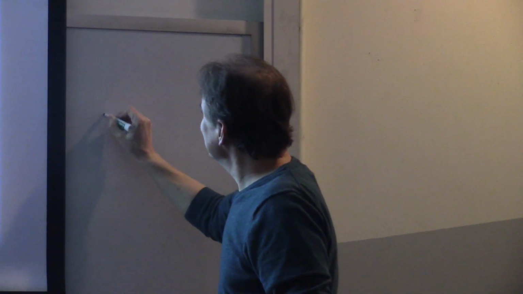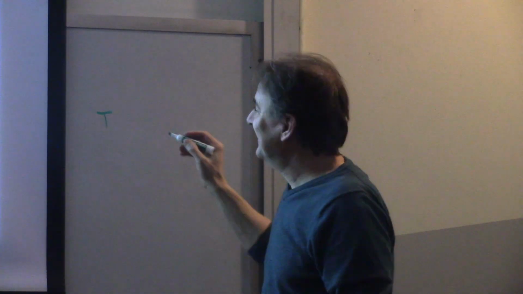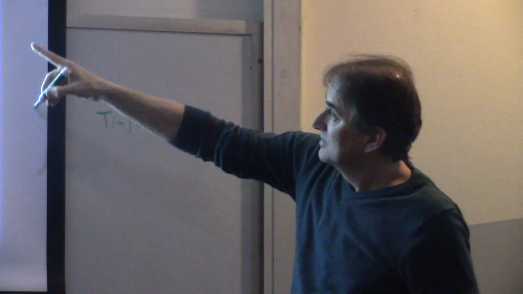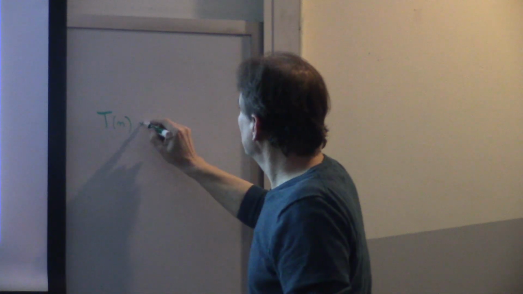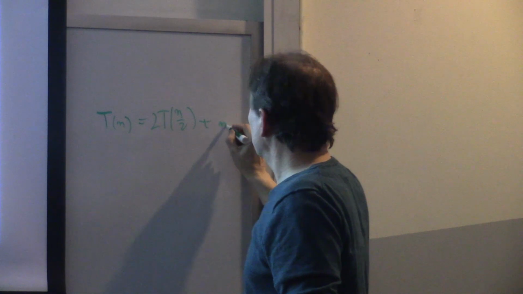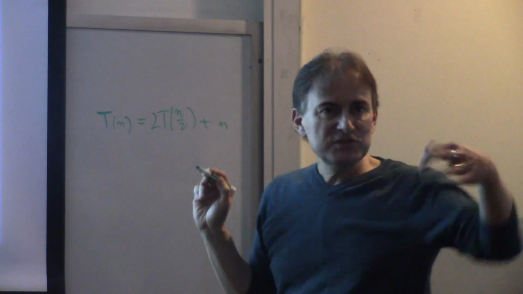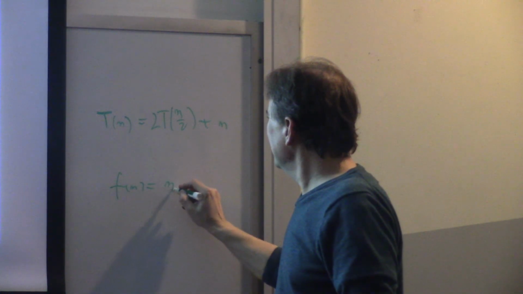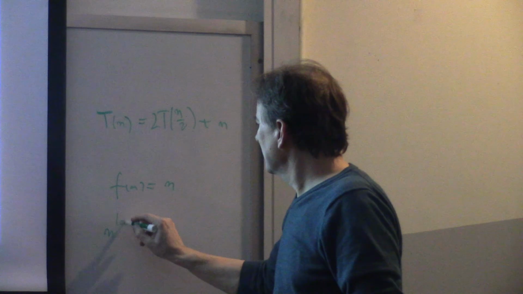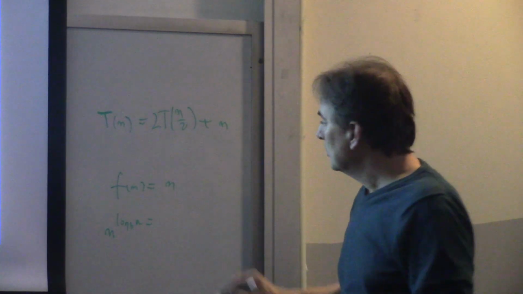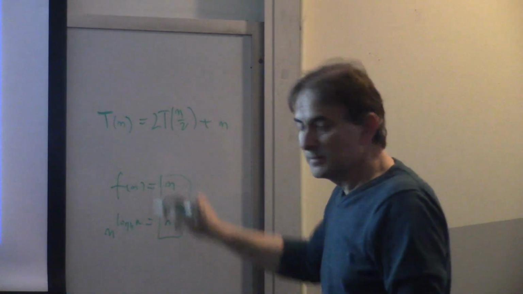Try again. T perfect of n is equal to 2T of n over 2 plus the cost of the merge. This fits nicely into our master algorithm where f of n is equal to n, and n to the log b of a is equal to n to the log 2 of 2, which is going to be n. So they're both the same.